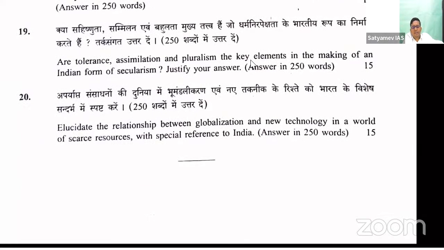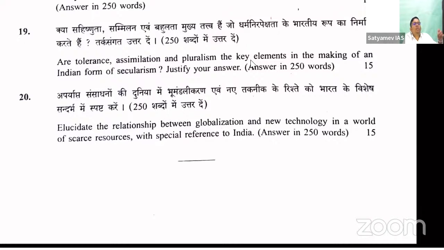Next question. Dekho. Are tolerance, assimilation, and pluralism the key elements in making of an Indian form of secularism? Justify your answer. Tolerance, assimilation, and pluralism are the key elements. So the question itself has given the structure.